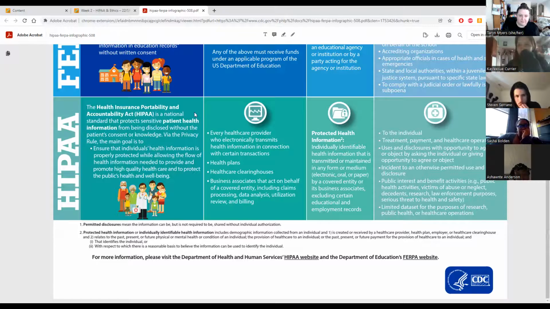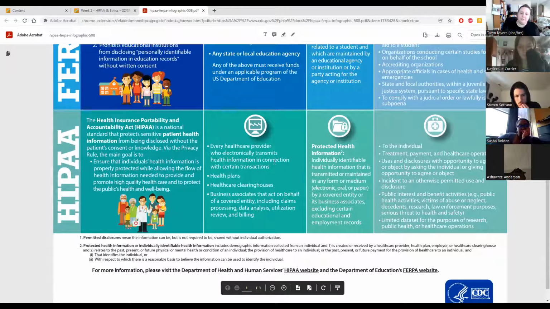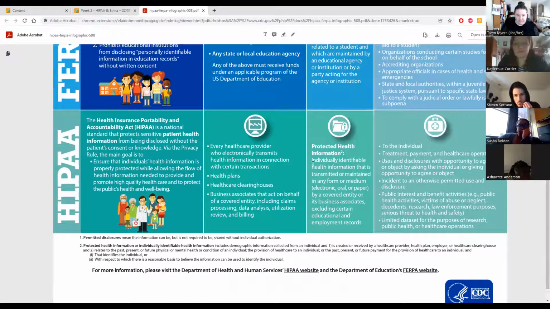But now, who does this apply to? Any healthcare provider who's going to electronically transmit health information. So most doctors' offices, hospitals, care centers, places along those lines. Health insurers are also covered by this, clearinghouses as well. And then people who act on behalf of them, so people who do their data analysis, billing, things along those lines, also have to follow HIPAA. So you don't have to be a doctor or a nurse to have to follow HIPAA.